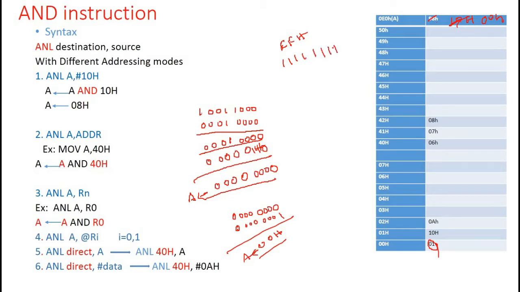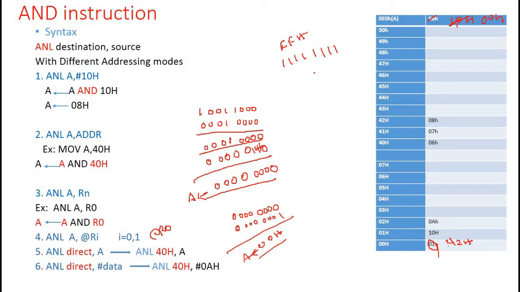FFH is written as 11111111, right? Now here I'll take this Ri as 0, that means here it is @R0. I'll store in R0 some address, 30H, or say 42H. Now what happens when the processor executes this instruction? It will see what is present in R0. Here R0 points to 42H, and the processor will look into 42H, and whatever data is present in 42H will be ANDed with the accumulator.